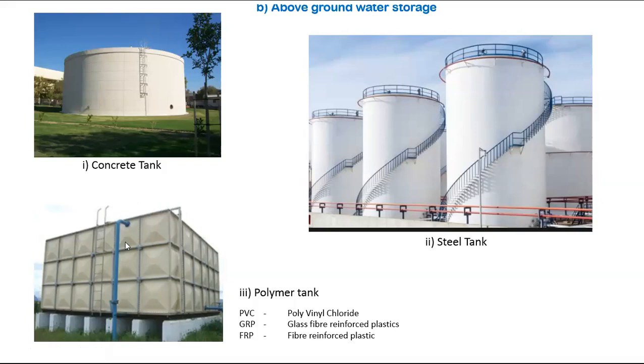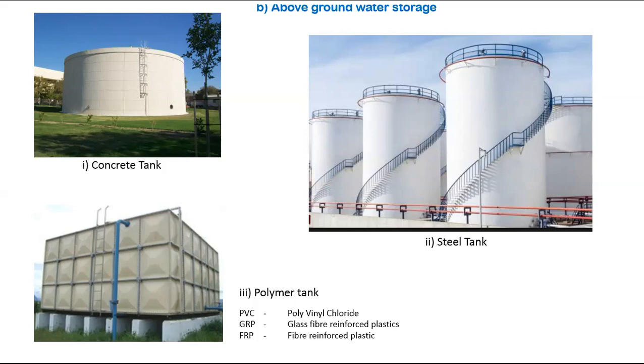This is for temporary purpose. These are the standard size. One meter by one meter only is the standard size. Each panel has one meter by one meter size only. You can assemble easily. This is a ready-made panel size. Suppose you want a quick temporary water arrangement, you can use this polymer tank.